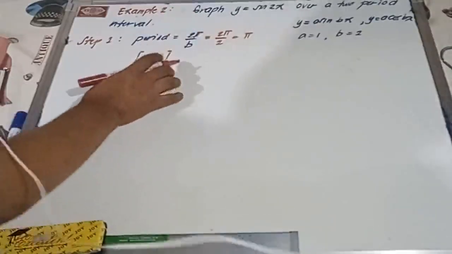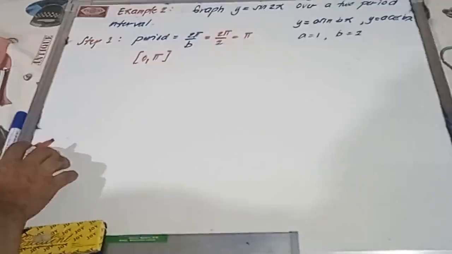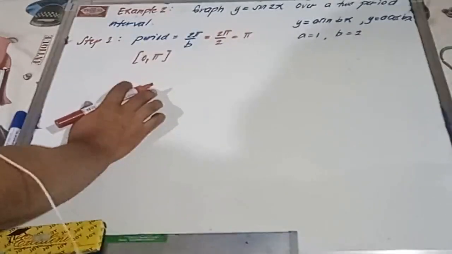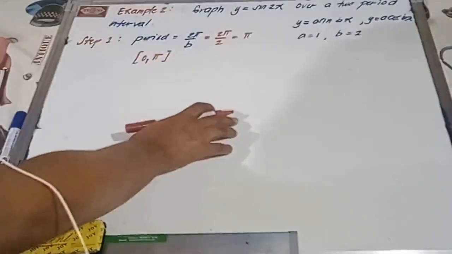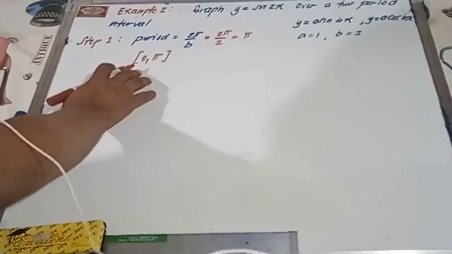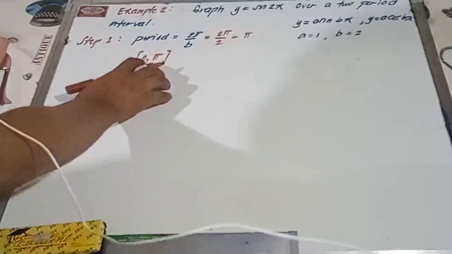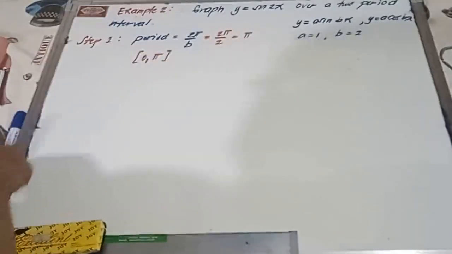Isang interval is from 0 to pi. One period lang to. Kailangan natin 2 intervals, from negative pi to pi ang gagamitin natin. But I'm going to use this to divide this interval into 4 equal parts, which is step 2.